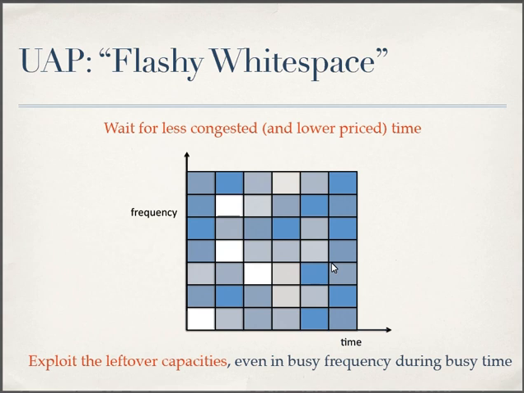And there is even more room in less congested hours. So instead of letting this capacity go to waste, which is leftover capacity from expensive data plan users, we can use time-dependent pricing to sell off these white spaces at low spot prices to the UAP service class users.